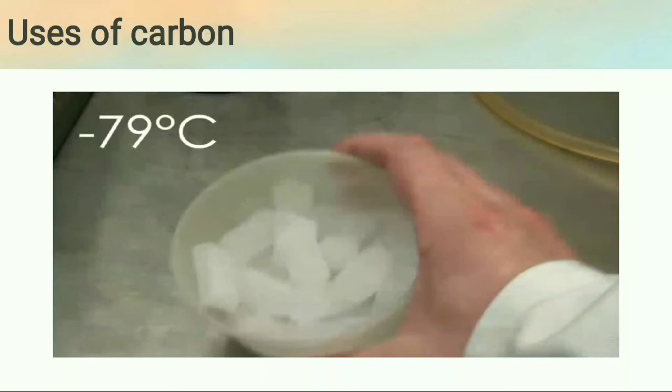Carbon dioxide is used as a coolant when the temperature is minus 79 degrees Celsius. When carbon dioxide is cooled, it solidifies and turns into solid, that means into ice, and this solid carbon dioxide is called dry ice. It is used as a coolant. Okay, so when carbon dioxide gas is cooled at the temperature of minus 79 degrees Celsius, it turns from gas to solid. It turns into dry ice, and dry ice is used as a coolant.